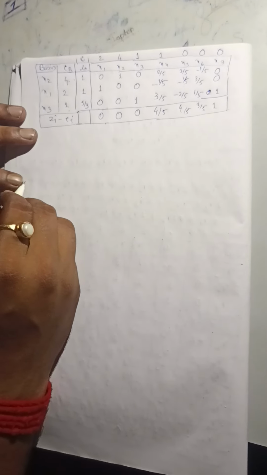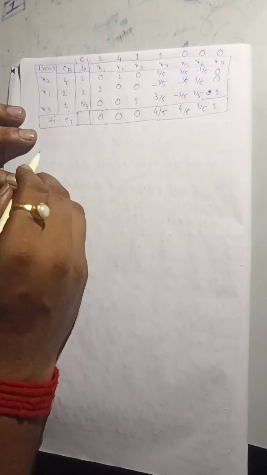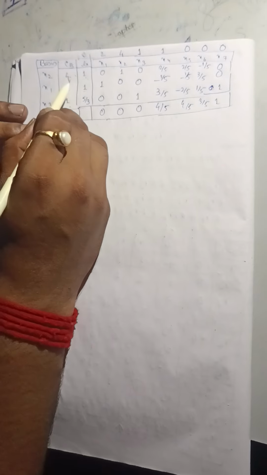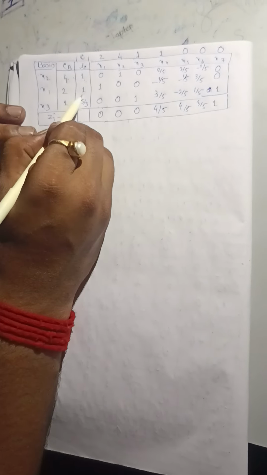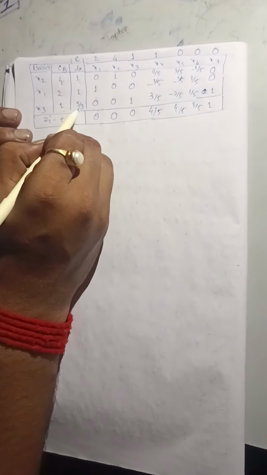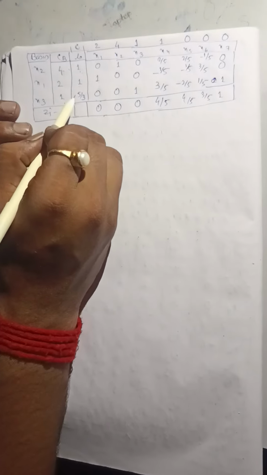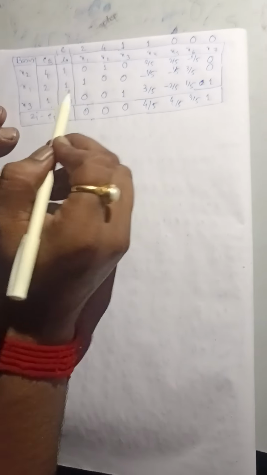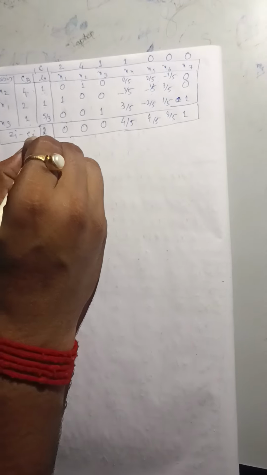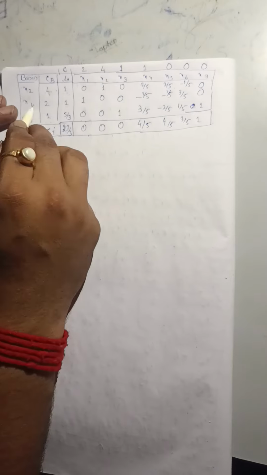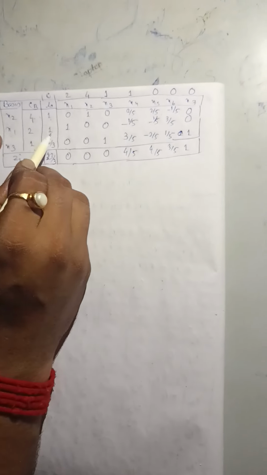How can you understand that you got your solution? The B values which you get are your solutions. Simply multiply these two: 4 into 1 plus 2 into 1, that is 2, plus 1 into 5 by 3. That is 4 plus 2, 6, and 6 plus 5 by 3 is 18 plus 5, 23 by 3. So you can write down 23 by 3 over there. B always represents your solution.